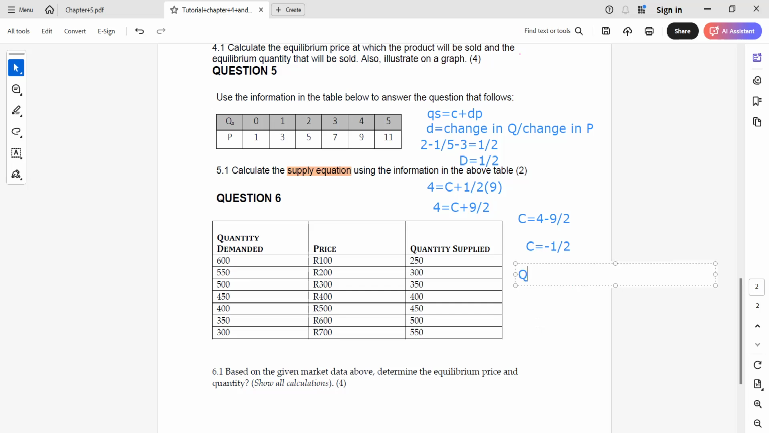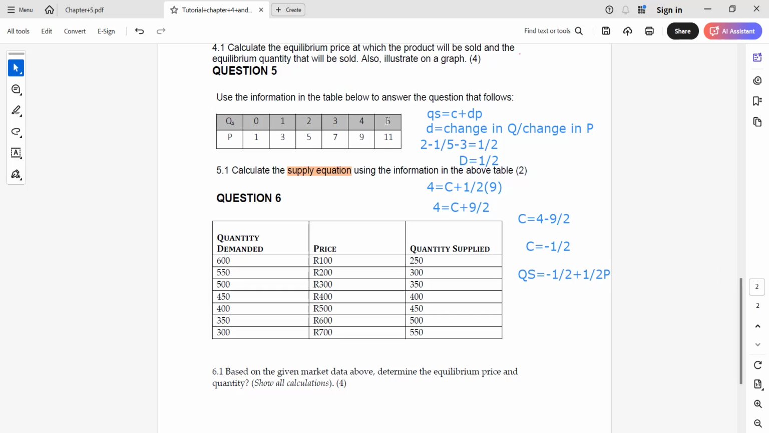So QS is equal to our C, which is 1 minus 1 over 2, minus 1 over 2, and then plus our D, which is 1 over 2, 1 over 2, and then P for price. So you're done. To check if your equation is correct, you just have to say minus 1 over 2 plus 1 over 2, and then in place of price, you can just put 11 to see if you get 5.